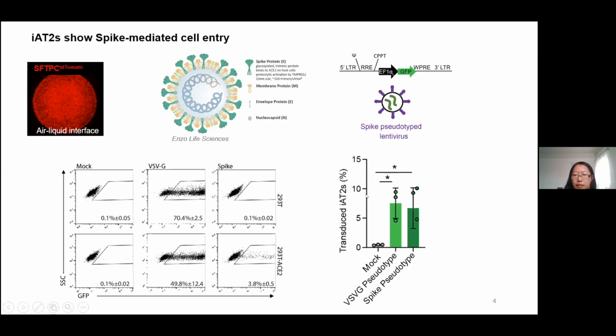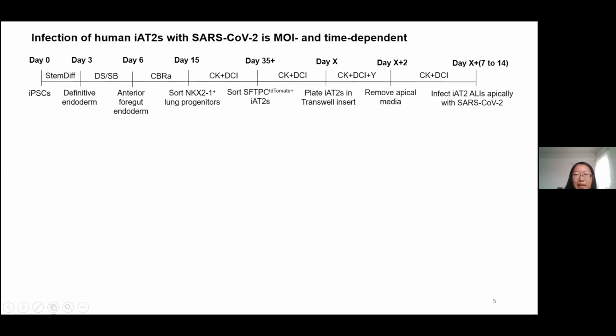In our cells, in terms of the IAT2s, we show that the cells are equally transduced with the VSVG pseudotype as well as the spike pseudotype, showing that they may be permissive to SARS-CoV-2. So then you ask, what about the virus itself? We have these wonderful collaborators at BSL-4 in Elke Mühlberger's lab at the NEIDL at Boston University. Adam Hume in Elke Mühlberger's lab does all of our infections. So I'm showing you here the protocol starting from day 0, which you know the differentiation protocol pretty well by now.